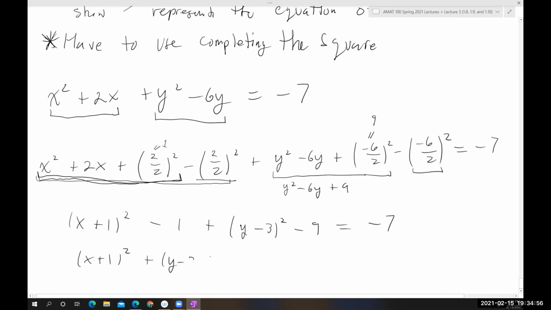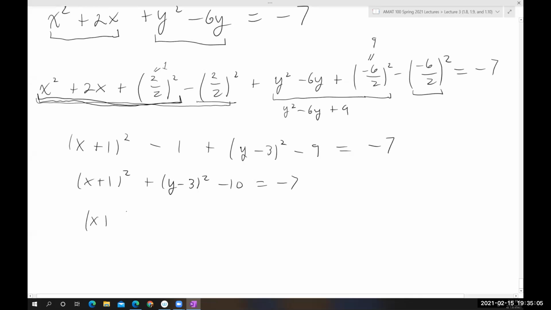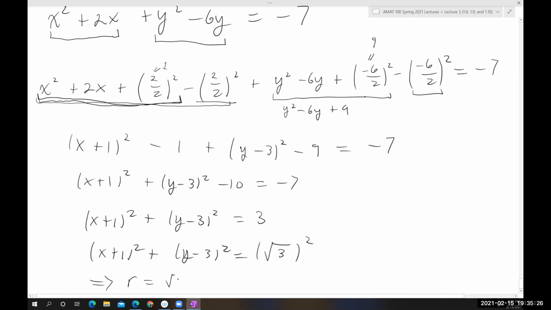So you get (y - 3)^2 - 10 = -7. And then we can put the 10 on the other side, so add 10 to both sides to get 3. And then finally, 3 is the same thing as the square root of 3 squared, right? So this will tell us that the radius is equal to the square root of 3. And the center is, so we have to look at these numbers here, (-1, 3) is the center.